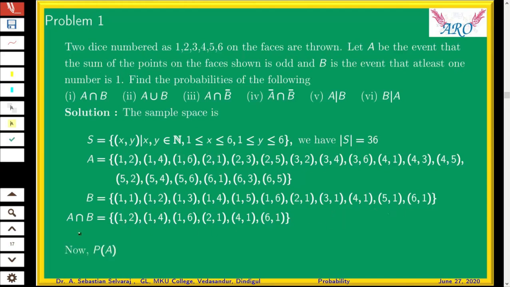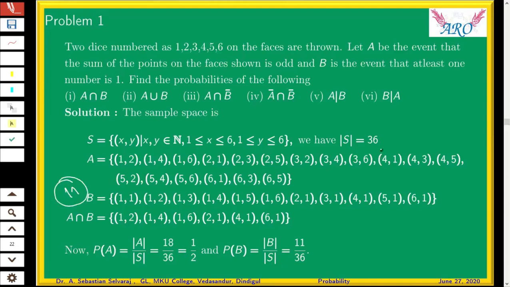Then the probability of A is nothing but the cardinality of A divided by the cardinality of S. The cardinality of A is 18 and the cardinality of S is 36. Therefore 18 by 36, that's nothing but 1 by 2. Next, the probability of B is the cardinality of B by the cardinality of S, that's equal to 11 by 36.